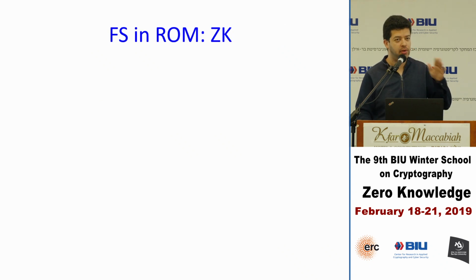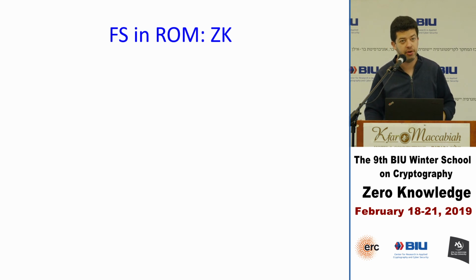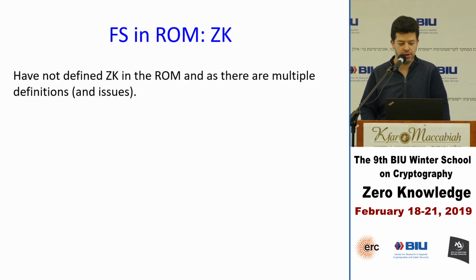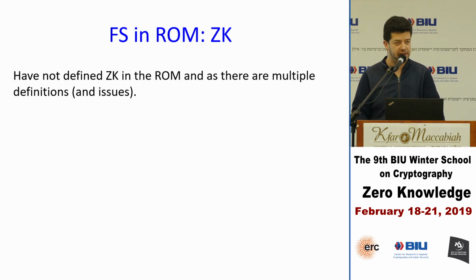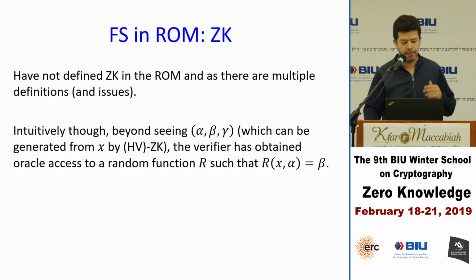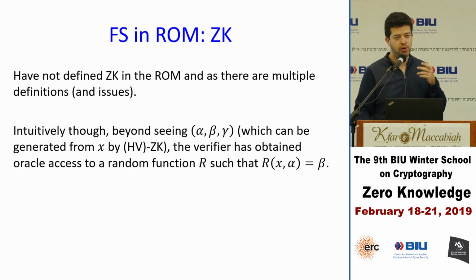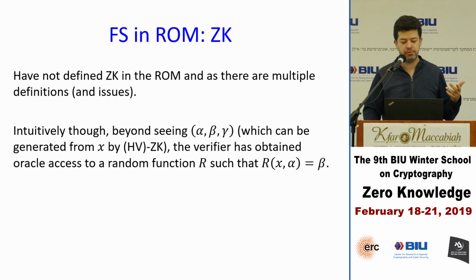Okay, so that was the analysis of soundness of Fiat-Shamir in the random oracle model. Now, what about zero knowledge? It's somehow simpler and more complicated simultaneously. We haven't really defined what zero knowledge means in the random oracle model. There are actually multiple different variants, and I don't want to get into it. But just at the level of intuition, what happens after we compile with Fiat-Shamir? What is the view of the verifier?